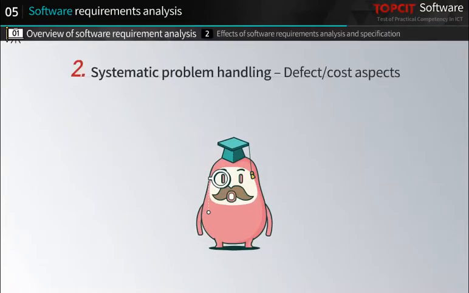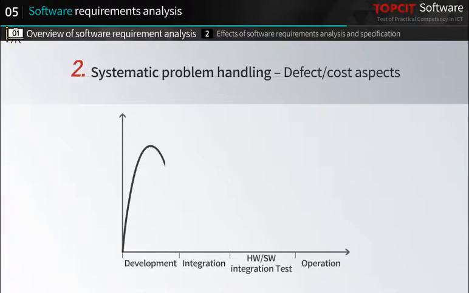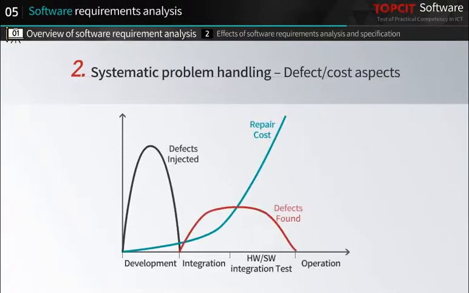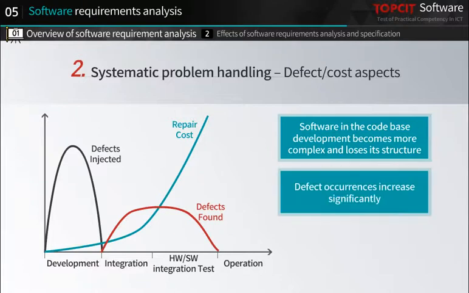Second, requirements analysis and specification can solve problems in systematic ways. In other words, there is a systematic mechanism to reduce defects and costs in software. Look at the graph on the screen. The limitations of code-based development can be seen as the software becomes more complex and loses systematicity. Therefore, the proportion of defects is significantly increased.